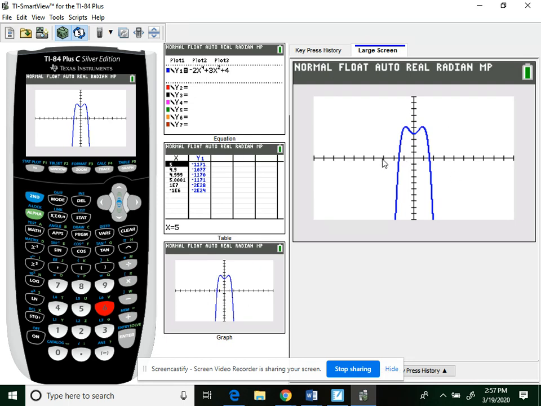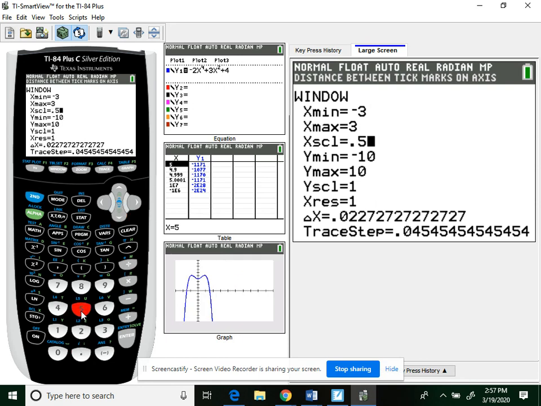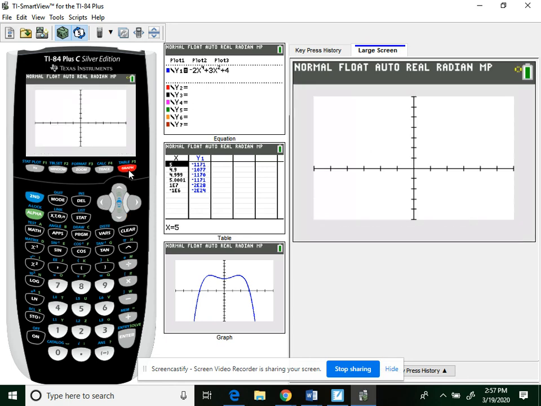So I'm going to change my window to negative 3 to 3 for my x's. And I can change my scale to 0.5 if I want. You don't have to. And then I'm just going to chop off the top a little bit. Well, I can chop off both. Negative 5, say 7. See how that looks. I like doing this because I want to make sure I have a really good view of this and I'm going to be accurate about it.